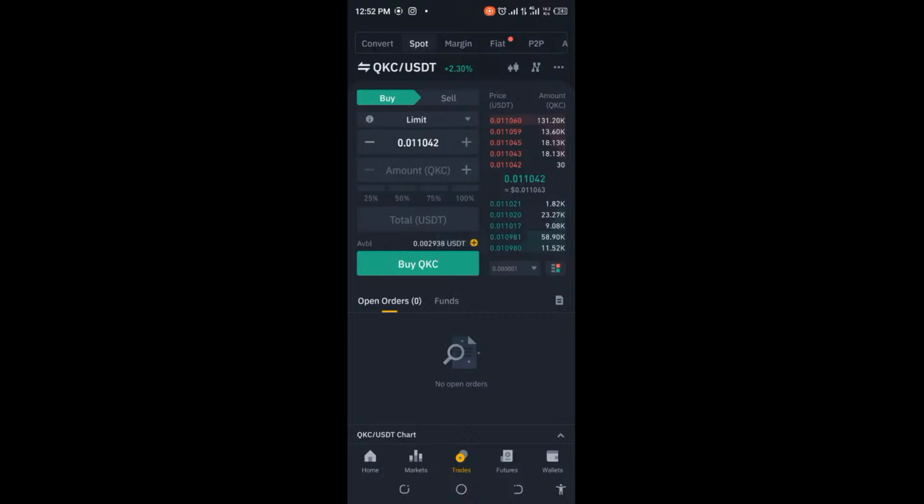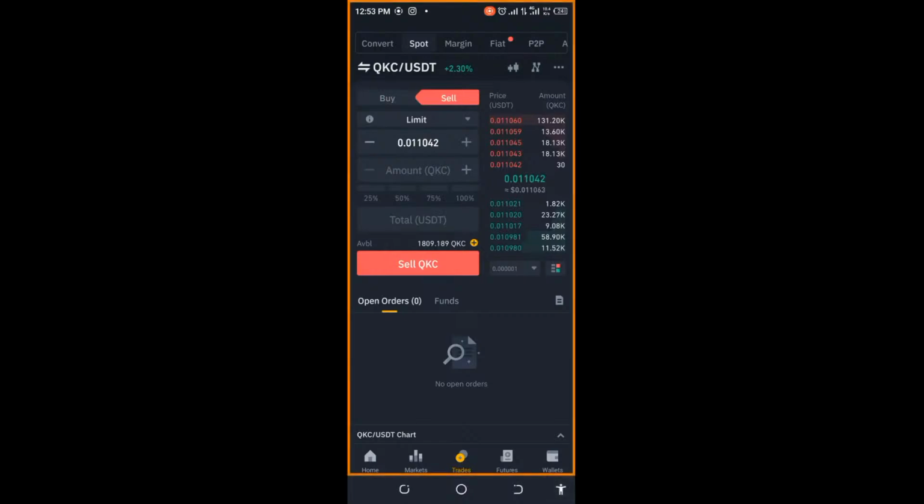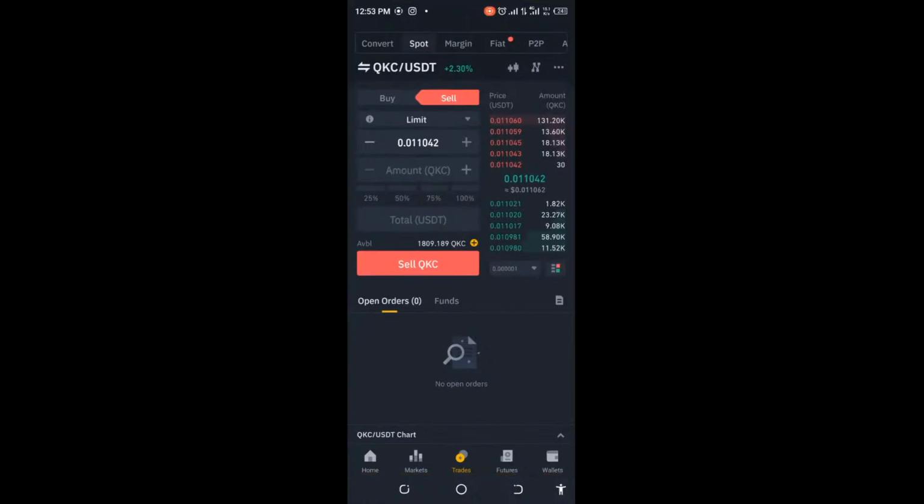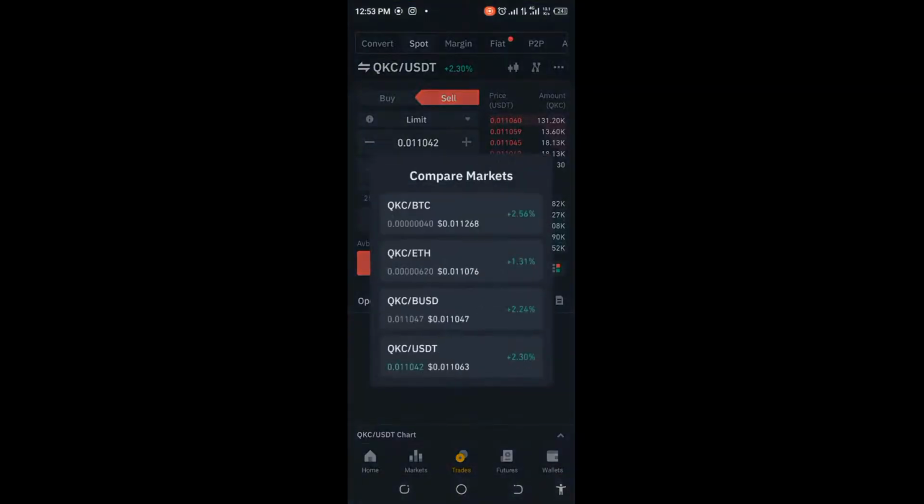Now, can you see how I got this sold immediately using market order, but I'm still under limit, by choosing the first red submission? So what do we have here? Of course, they have to take their own charges. We saw 1811, but their charges were about 2 QKC that had to go. So fine, let's go straight to sell this to BTC.